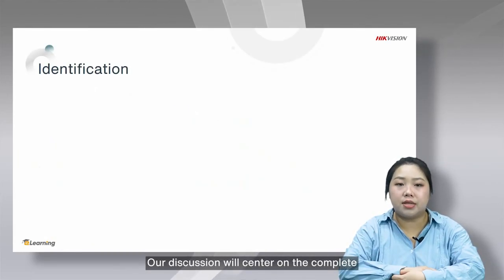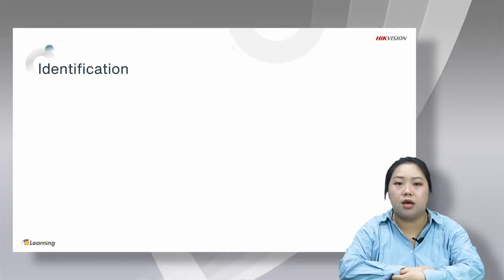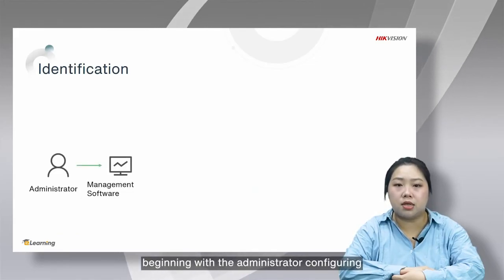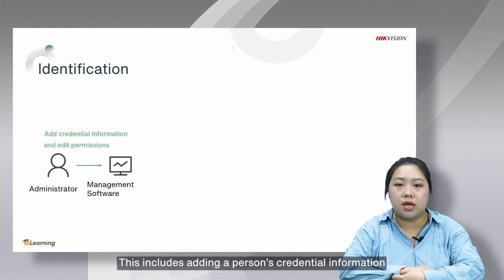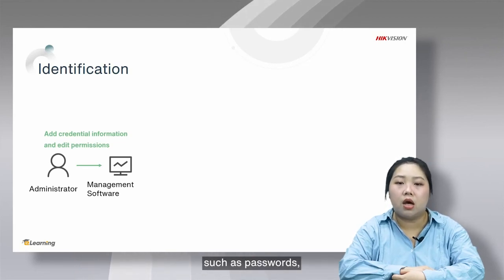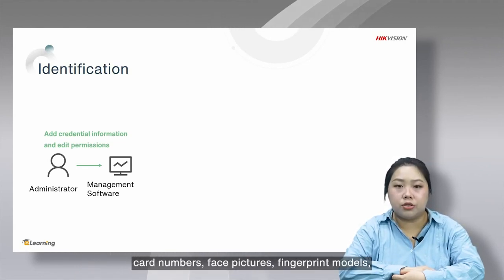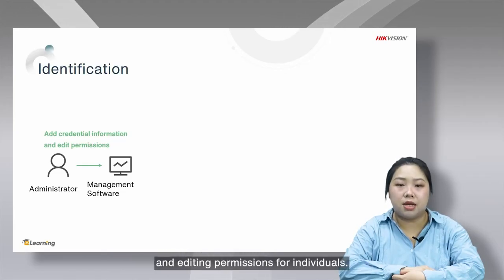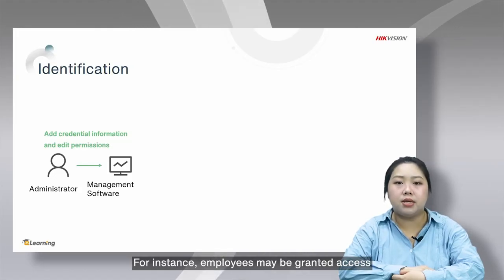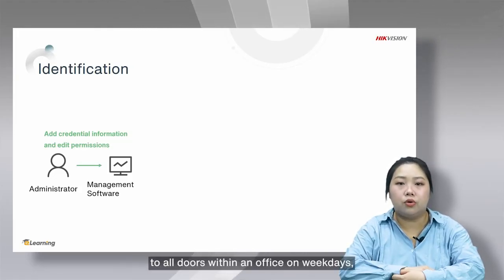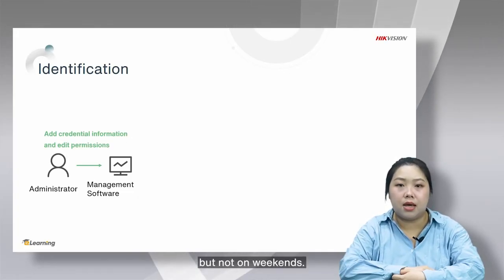Our discussion will center on the complete process of authorization identification, beginning with the administrator configuring permissions on management software. This includes adding a person's credential information such as passwords, card numbers, face pictures, fingerprint models, and editing permissions for individuals. For instance, employees may be granted access to all doors within an office on weekdays, but not on weekends.